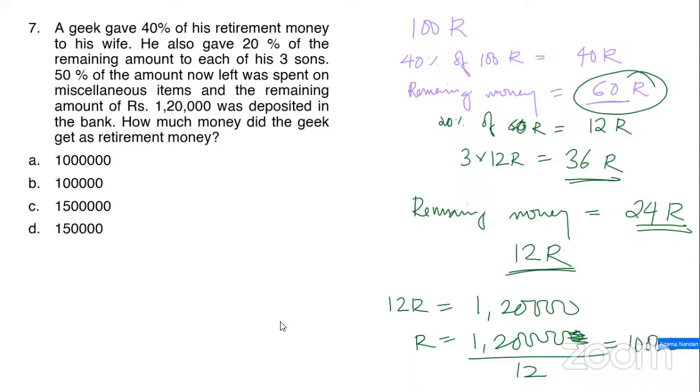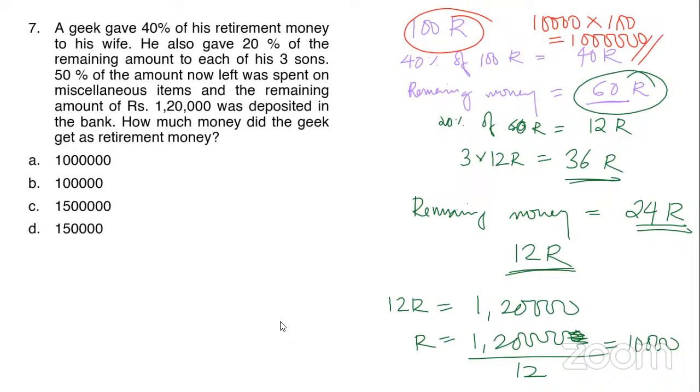That will be nothing but 10,000. And the retirement money, we assumed it as 100 R. So 100 into 10,000 will be nothing but 10 lakh. The answer is 10 lakh. Option A.